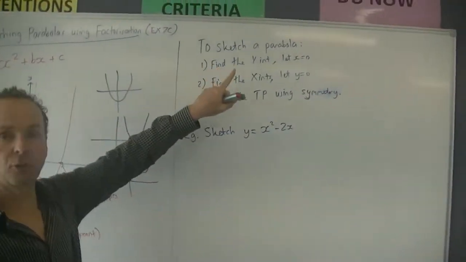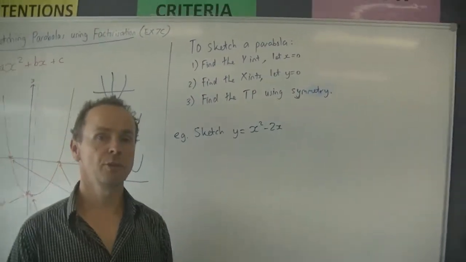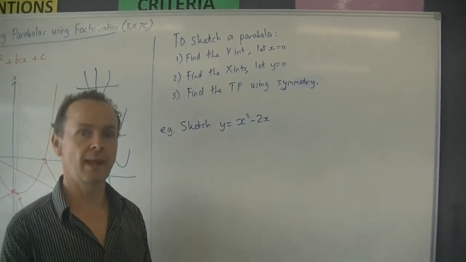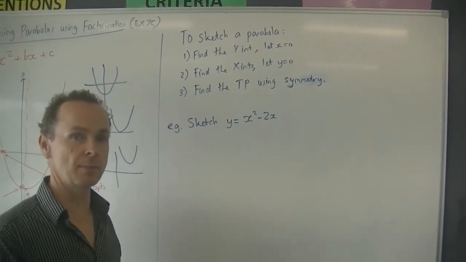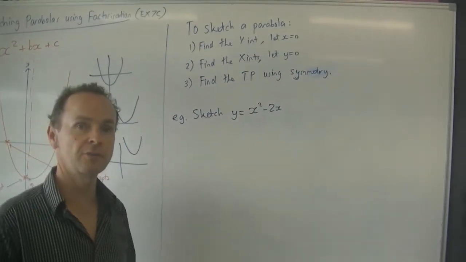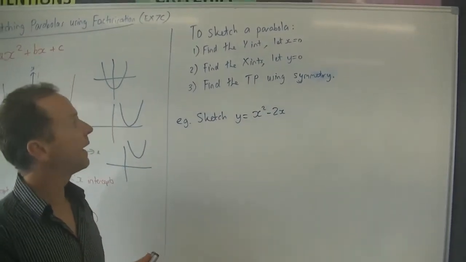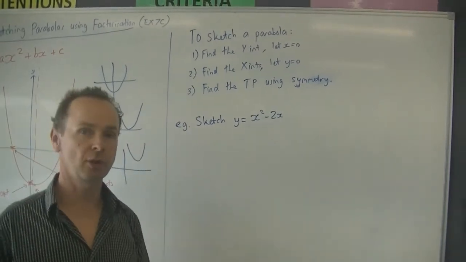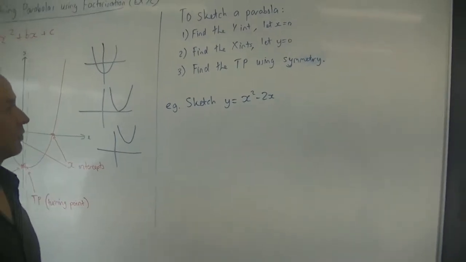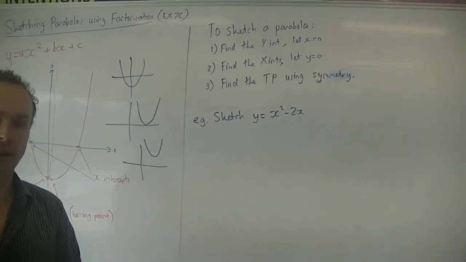Alright, to sketch a parabola, just like we normally do with a straight line graph, to find the y-intercept, let x equal 0. To find the x-intercepts, if there are any, remember, 0, 1 or 2, you let y equal 0 and you have to factorize and solve using the Null Factor Law. And then you can find the turning point using symmetry. Alrighty, let's just get straight into it. It says here, sketch y equals x squared minus 2x.